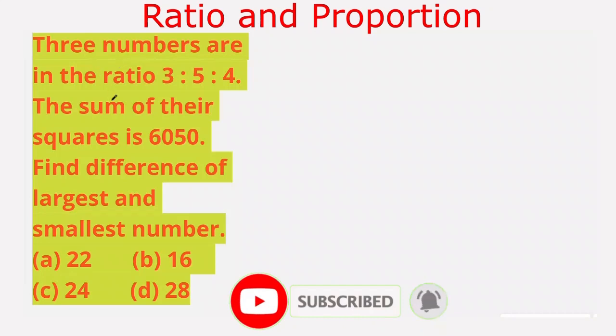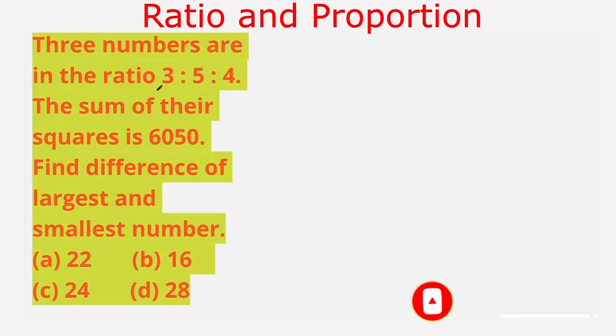It is given that the sum of the squares of these three numbers, which are in the ratio 3:5:4, is 6050. If we square these numbers and add them, the square of 3 is 9, the square of 5 is 25, and the square of 4 is 16. 9 plus 25 plus 16 is 50. And if we divide 6050 by 50, we get 121. And 121 is the square of 11.